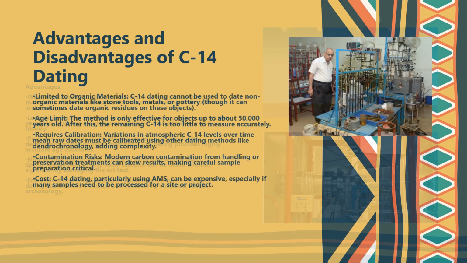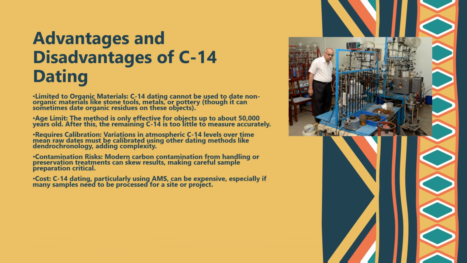However, there are disadvantages of C-14 dating. It only works on organic materials, so we can't use it for stone tools or metals. It is also limited to about 50,000 years. Beyond that, the remaining C-14 is too minimal to measure accurately. Contamination and calibration challenges can also complicate results. The process can be expensive, especially with AMS.